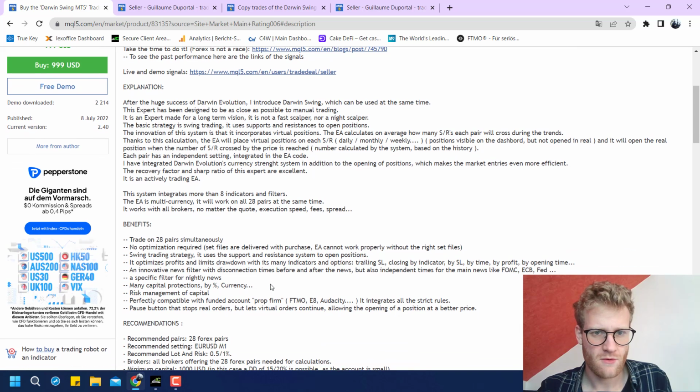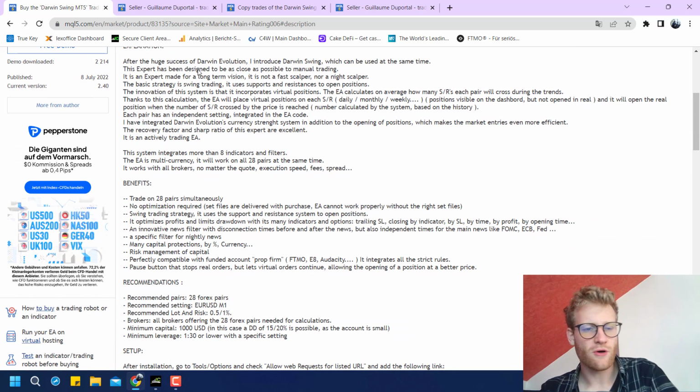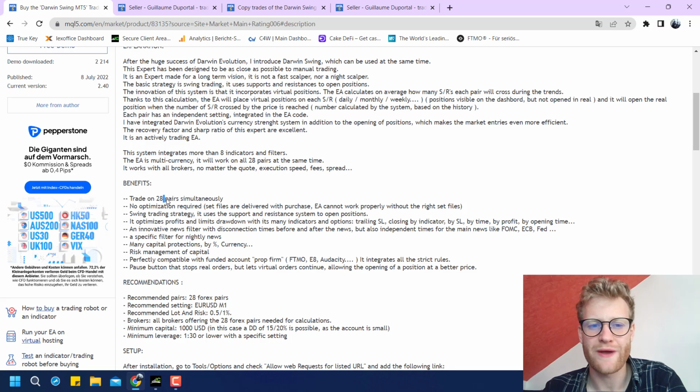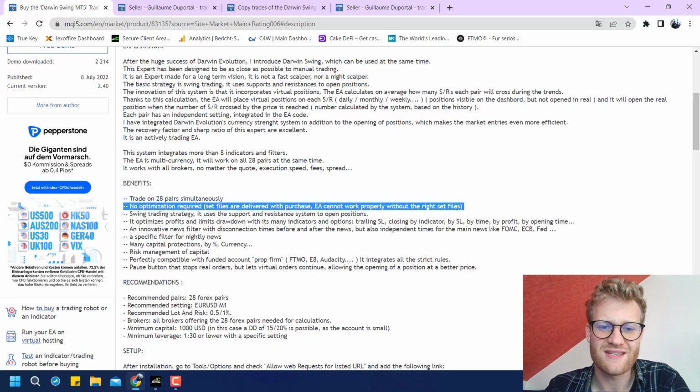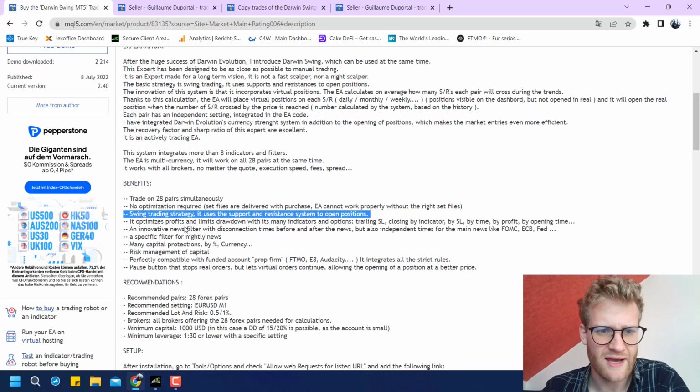Also he says that he is trading 28 pairs simultaneously. We will have a look at this later on. There is no optimization needed, because he will send you the set files as soon as you purchase the program. I cannot really work with the set files that he recommends. So I will just use the default settings and maybe apply some changes if I think it is necessary. Also, again, it's a swing trading strategy, which I really like.